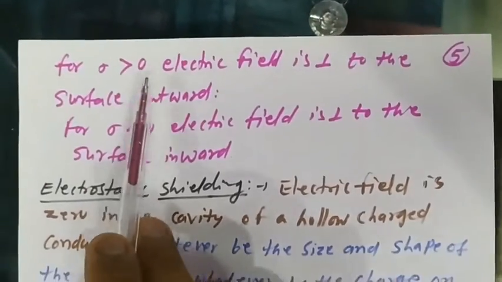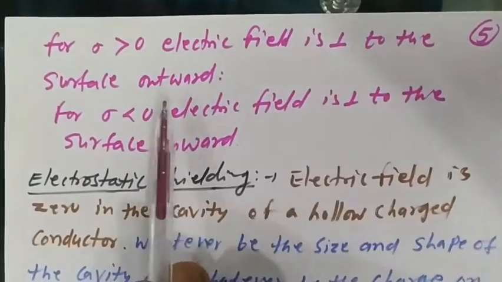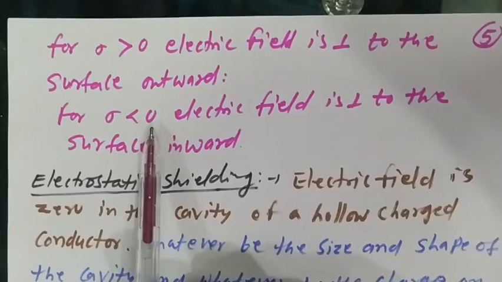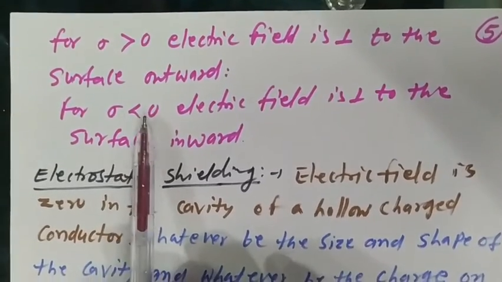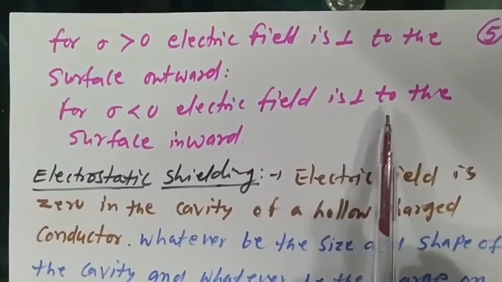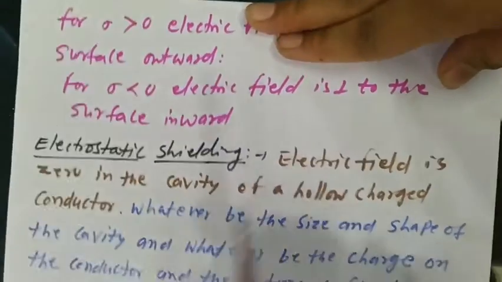For sigma greater than 0, the electric field is perpendicular to the surface, outwards. For sigma less than 0, meaning sigma is negative, the electric field is perpendicular to the surface, inward.